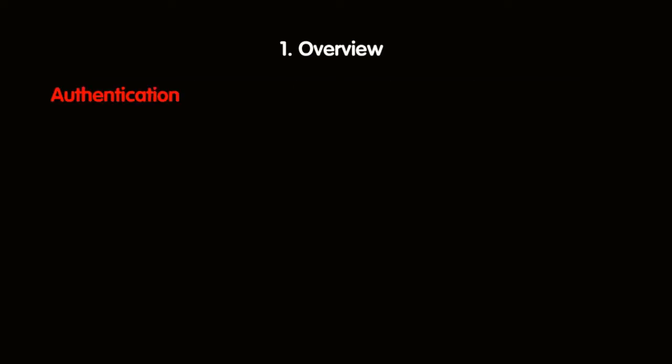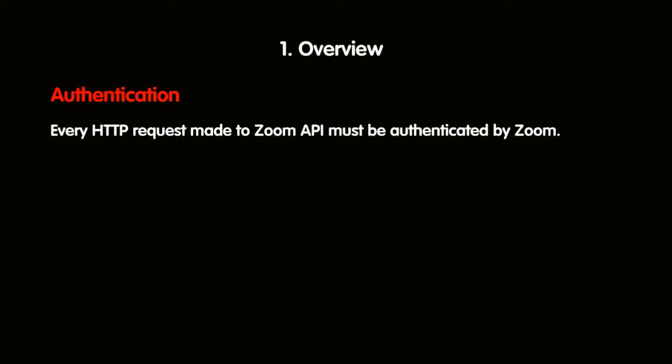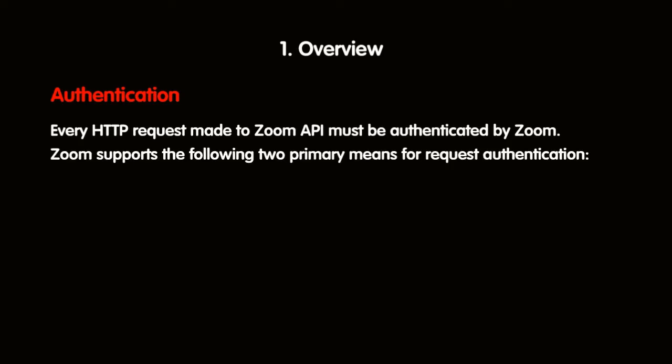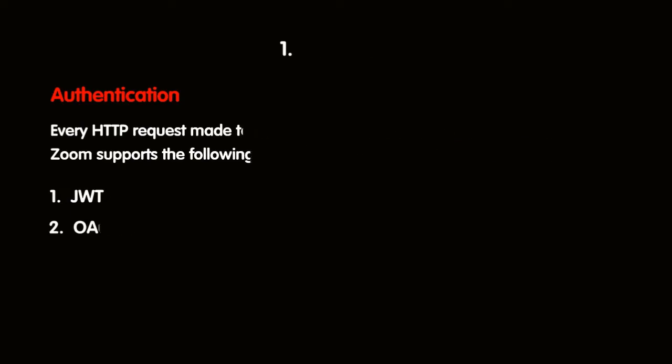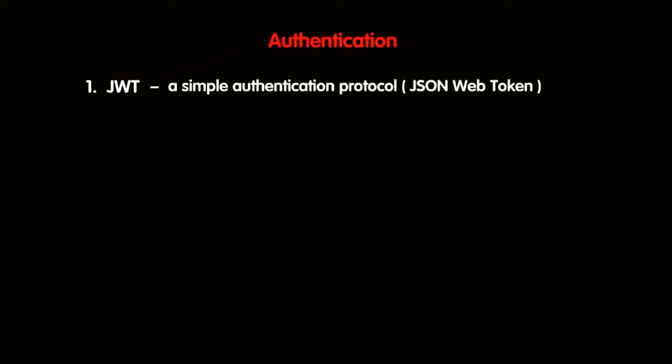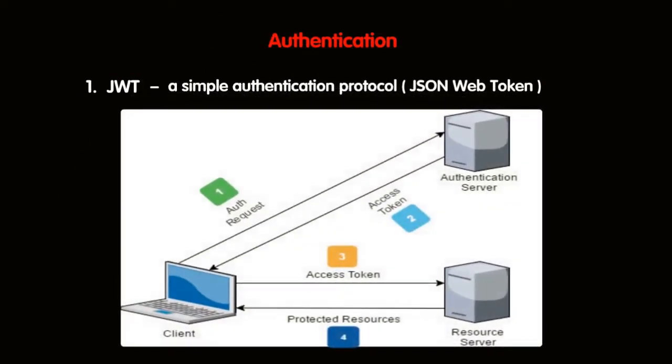First, we will see the authentication part. In this, every HTTP request made to Zoom API must be authenticated by Zoom. Zoom supports the following two primary means for request authentication: 1. JWT, and 2. OAuth 2.0. JWT is a simple authentication protocol, and it stands for JSON Web Token, as the name suggests. It is only a token for transferring secure data between two parties, that is, client and server.